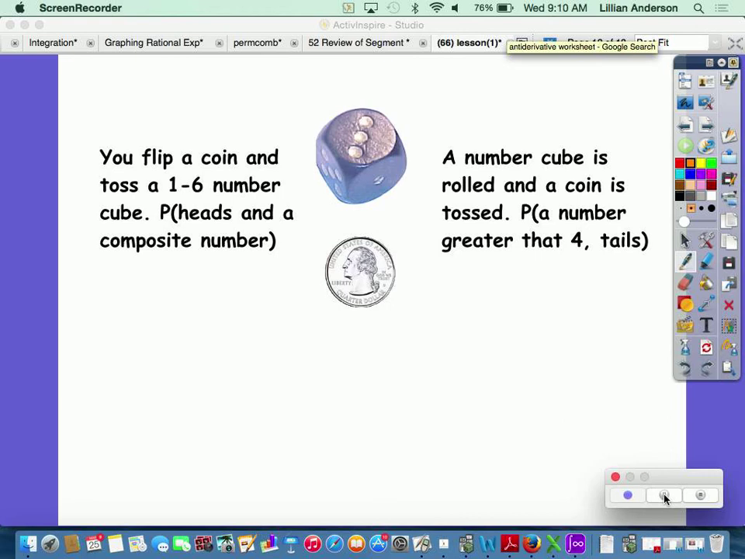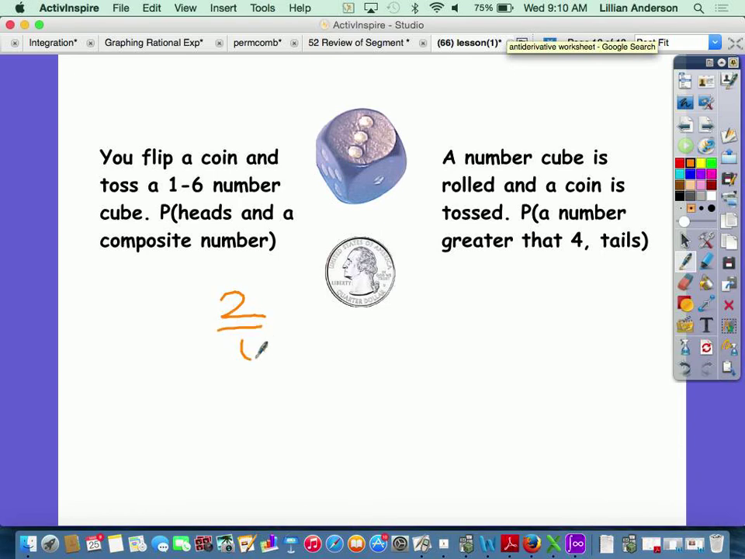You will flip a coin and toss a 1 through 6 number cube. What's the probability of a head and a composite number? We already went over composite numbers. Composite numbers are numbers where there's more than just one times itself that multiply to give you that number. Okay, you have prime numbers and composite numbers. So on a die, which numbers are composite numbers? 4 and 6. So that is how many numbers out of the 6? 2 out of the 6. All right, which reduces down to be what?